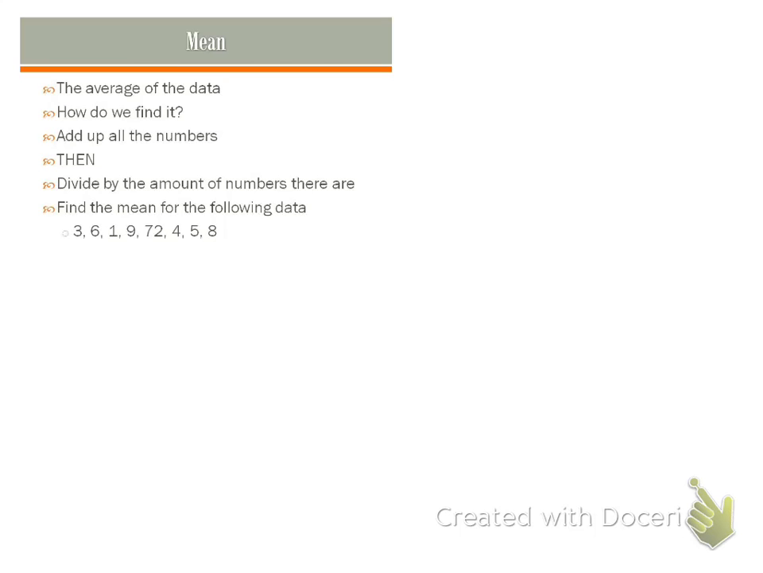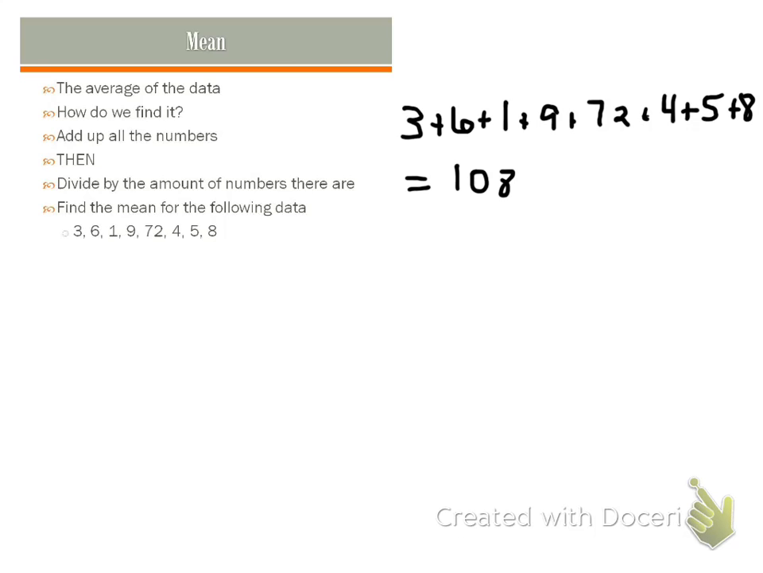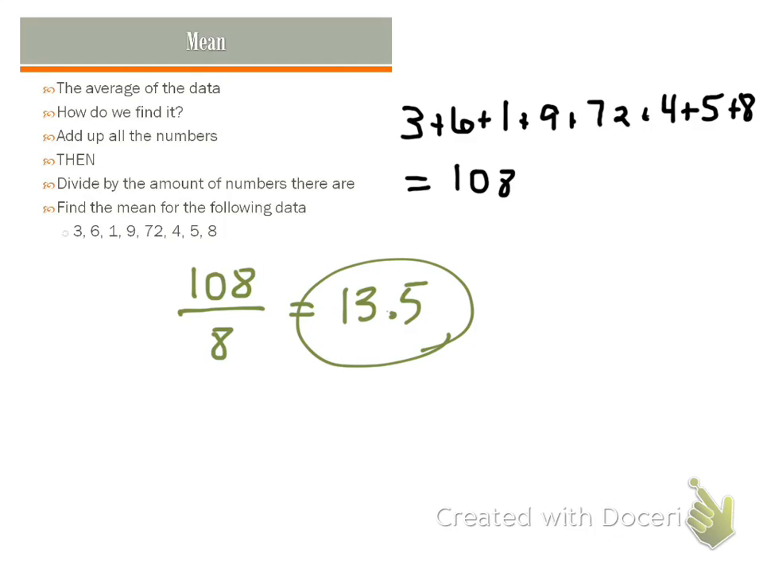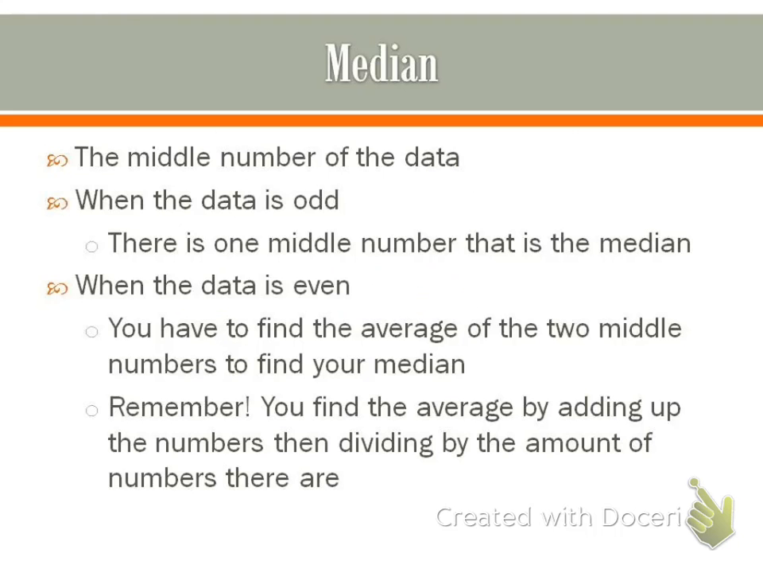We add all the numbers up and then we divide by the amount. So if we have the following numbers, we're going to add them all up, and that equals 108. Since there are 8 numbers, we divide 108 by 8, and we get 13.5. So you can either say 13.5 is our average or 13.5 is our mean.